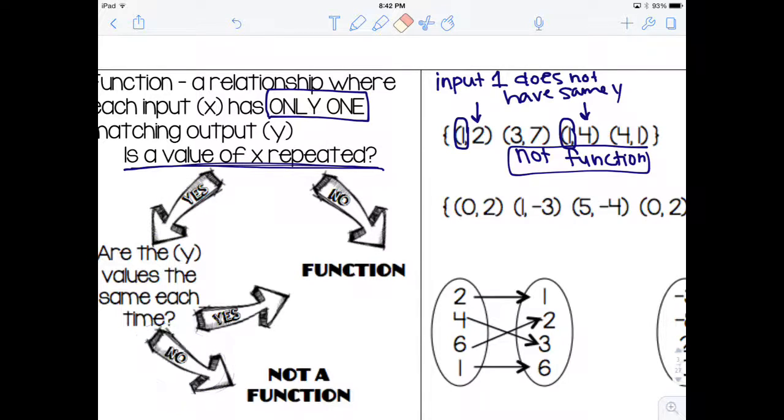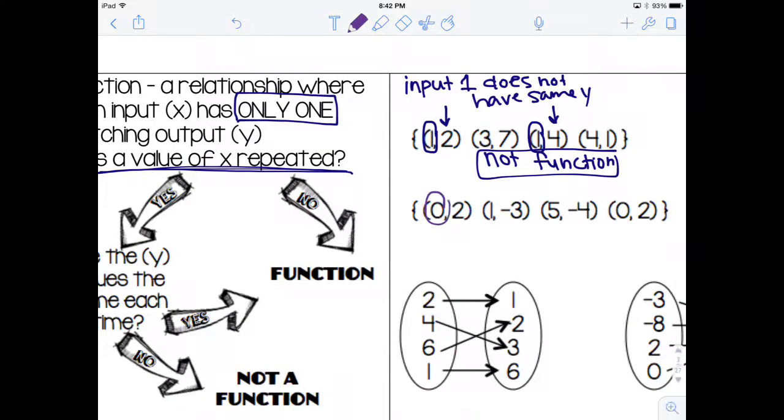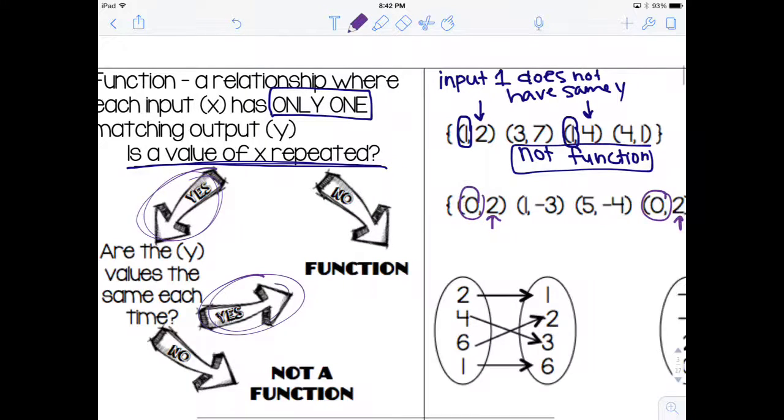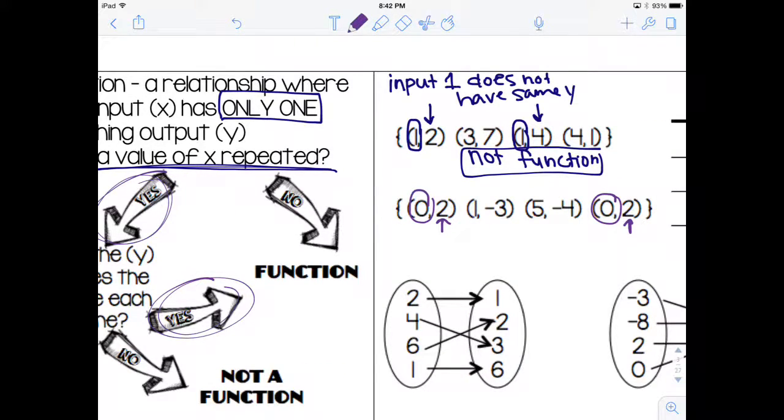Okay, so let's try this next one. We have 0, 1, 5, 0. Values of x repeated? Yes. We have a 2 and a 2. Are the y values the same? Yes. So this is a function. And why is it a function? Because each x has only one matching y.